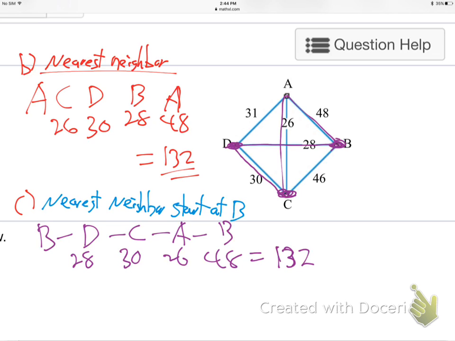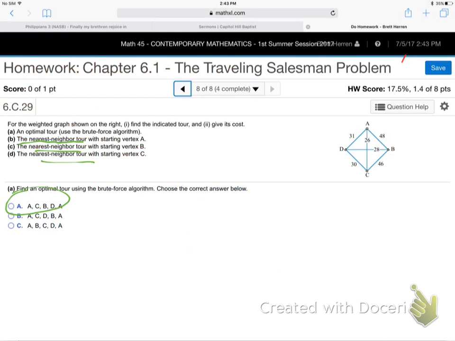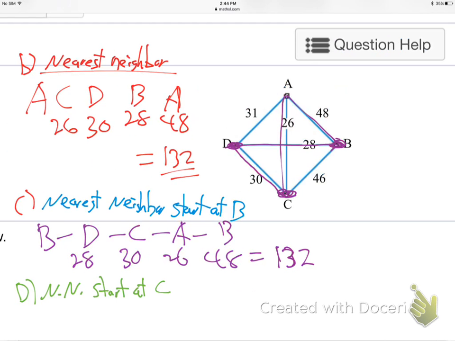And then finally, part D says do the nearest neighbor, start at C, I believe. Isn't that what they say? Yeah, start at A, B, and C. So start at C. Can you do nearest neighbor now starting at C? So start at city C. Go to your nearest neighbor. So C. Who's my nearest neighbor from C?